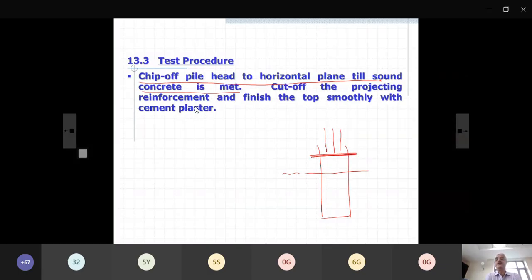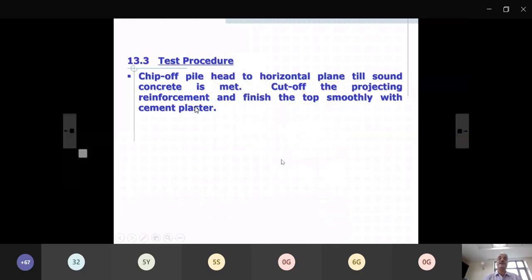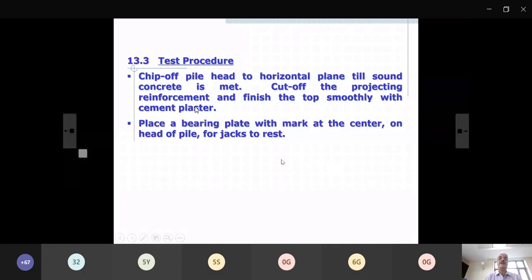Chip it off, take some mechanical means, cut this reinforcement, chip the concrete also and make it a level, good surface. Cut off the projecting reinforcement and finish the top smoothly with cement plaster. Here apply a thin layer of cement plaster so that a very smooth surface is there, because you will put the jack on this and other equipment.